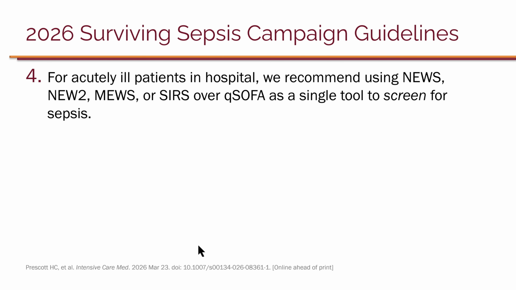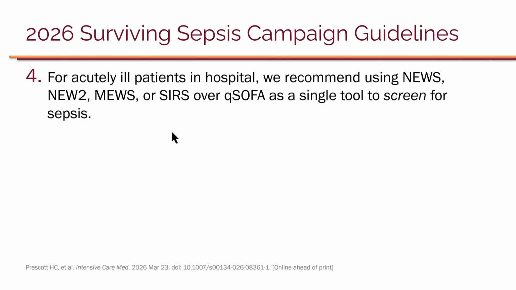And here are some of the recommendations from the 2026 Surviving Sepsis Campaign Guidelines. These numbers reflect the recommendation number in the guideline, because I'm not going to discuss every recommendation. I'm just showing you the number in case you want to read more details. One thing I want to share is that for acutely ill patients in hospital, we recommend using NEWS, NEWS2, MEWS, or SIRS over qSOFA as a single tool to screen for sepsis.